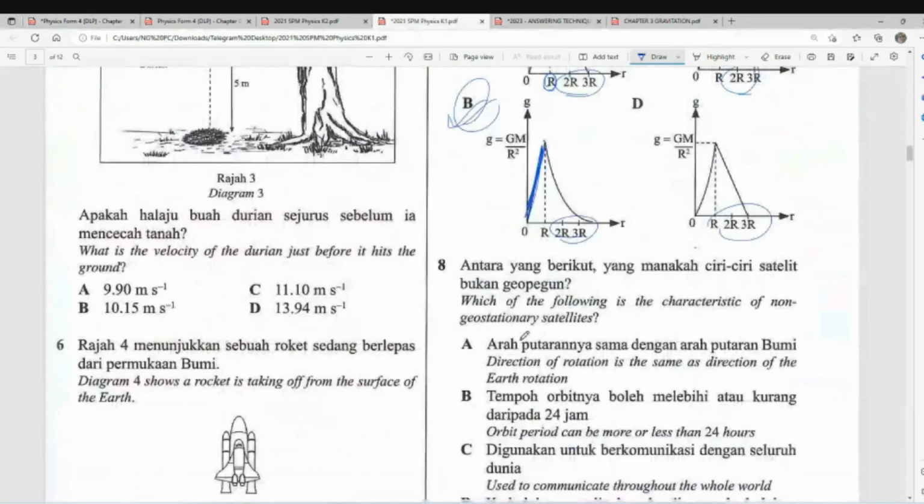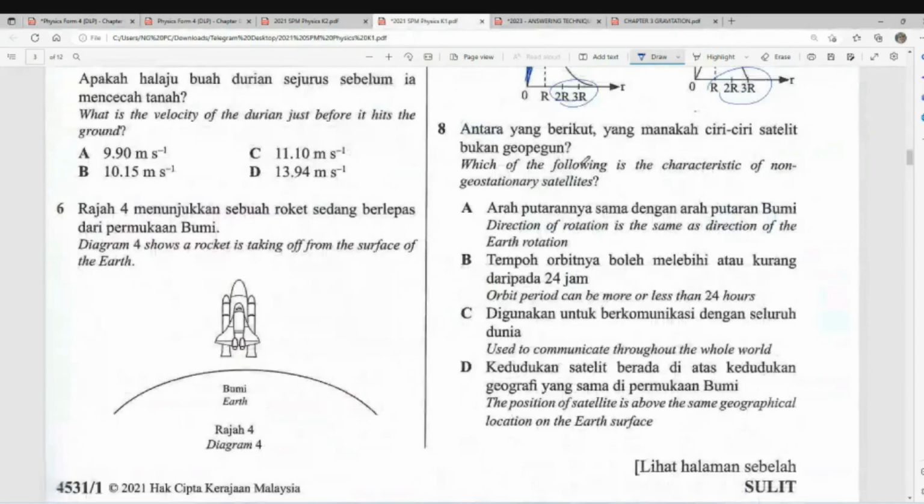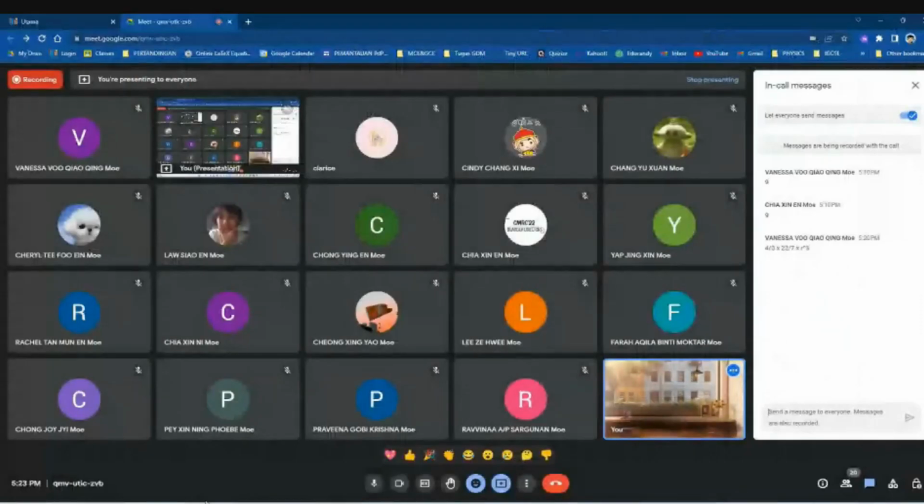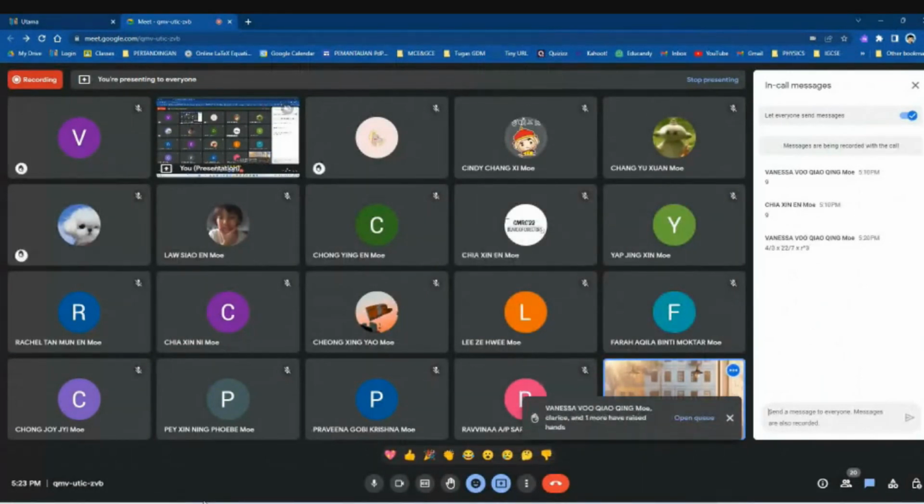Okay, and one more here. Before that, is it okay regarding the graph? If yes, please raise up your hand. All right, okay, thank you.